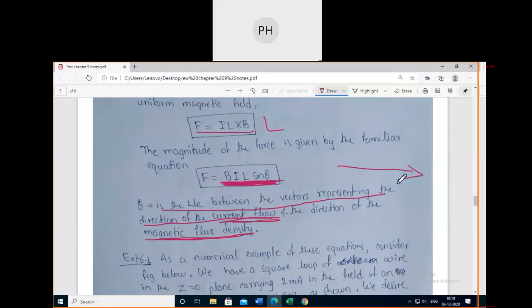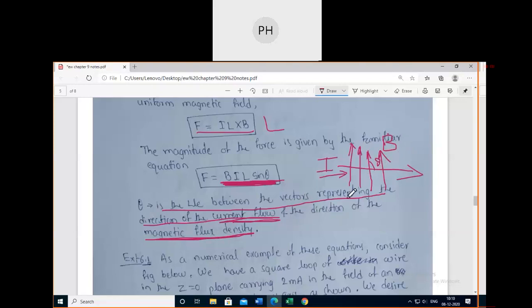Two elements are there. One is the current, indicated with I, and the other is the magnetic field lines. Current is moving in this direction, and the magnetic flux is moving in this direction. Together, the angle they make is called theta. That theta we are indicating here.